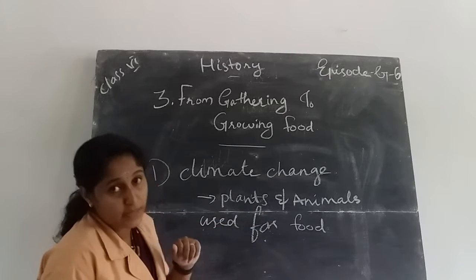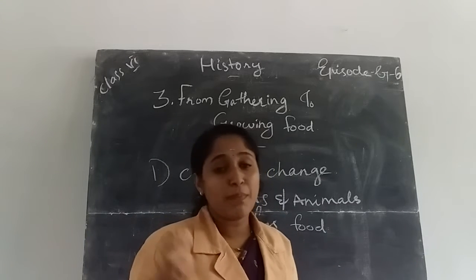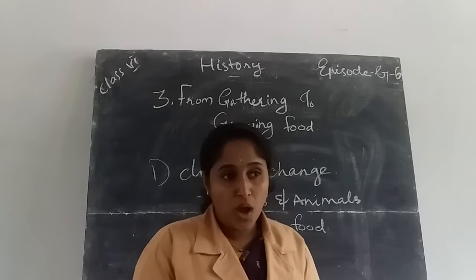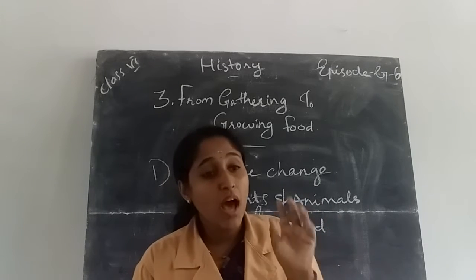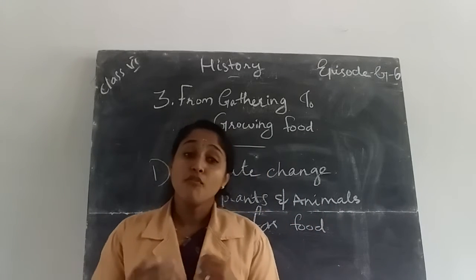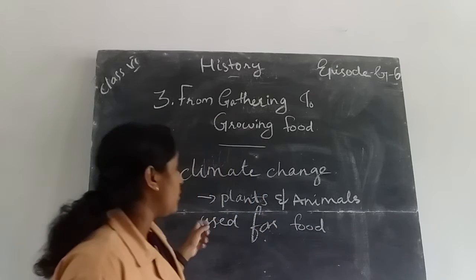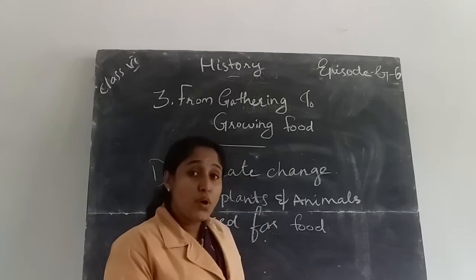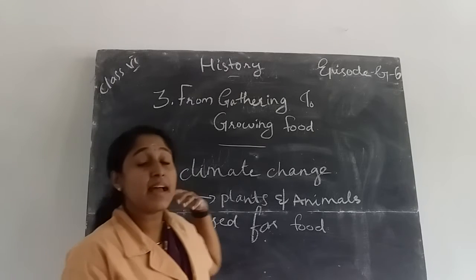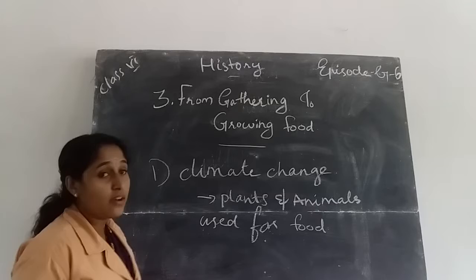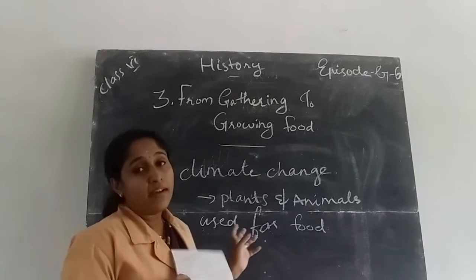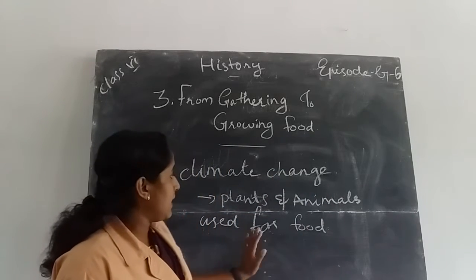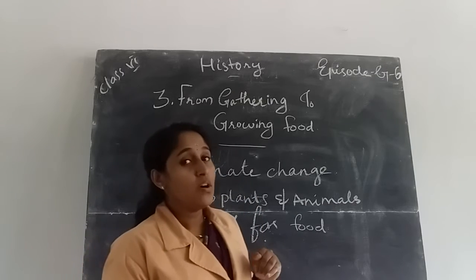About plants and animals. You know that if you want to plant a tree, shrubs or herbs, you want to know how the plant grows, how it survives and how it gives food for us. Right. So the early humans observed these things about plants and animals. They wanted to know how plants and animals give their food.